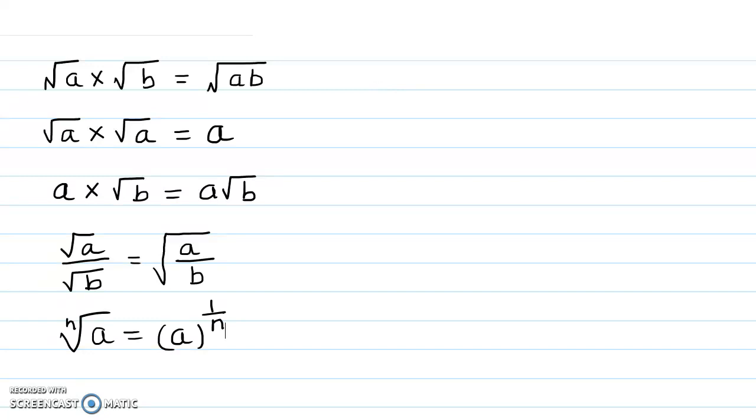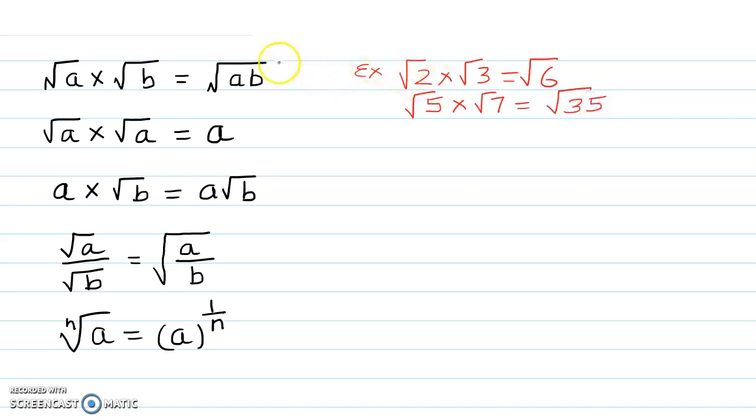So when we say root A times root B, that is root AB. If I need to show you an example like root 2 times root 3, then you can write down root 6. Similarly, if we give another example like root 5 and root 7, then you can multiply and write down root 35. This is one rule.